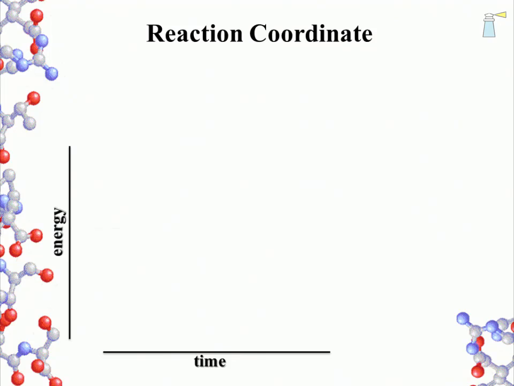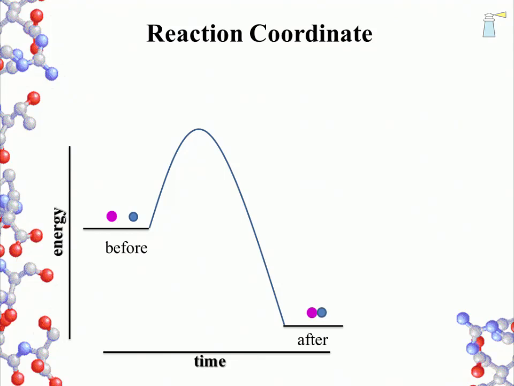The reaction coordinate has this general shape. Reading left to right, there is a before platform that marks the energy of all the material that goes into the reaction before the start. Moving to the right on the time axis, we come to the after platform that marks the energy of all the material present after the reaction. The reaction coordinate is a way to visualize the change in energy as a reaction proceeds.